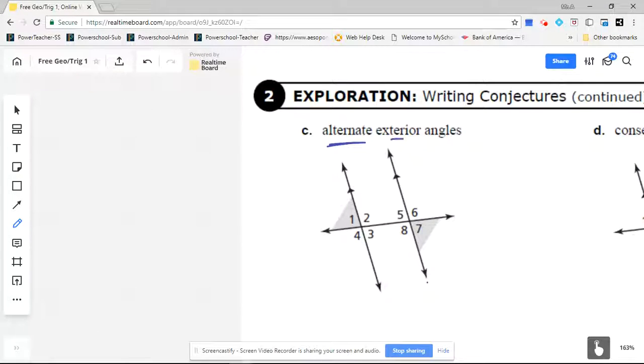alternating exterior, exactly what they sound like. They're alternating sides and they're outside. So you see 1 is acute, 7 is acute. Your other pair would be 4 and 6. They are also a congruent pair. So far, all the pairs have been congruent because they're always the same shape. They're either both acute or both obtuse.